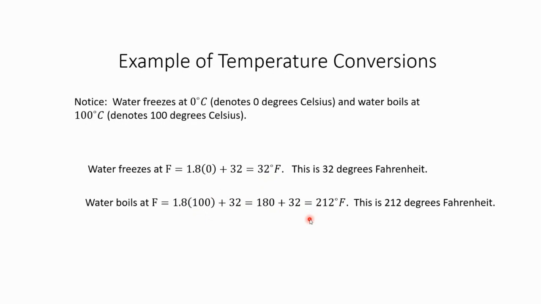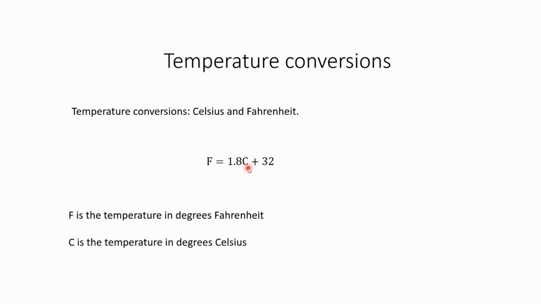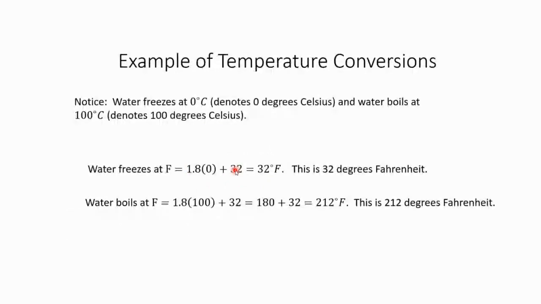So the 0 and the 100 are in Celsius. So we're converting from Celsius to Fahrenheit. We're putting in temperatures for C, which is degrees Celsius, and F is degrees Fahrenheit. Okay. Awesome question. Any other questions?